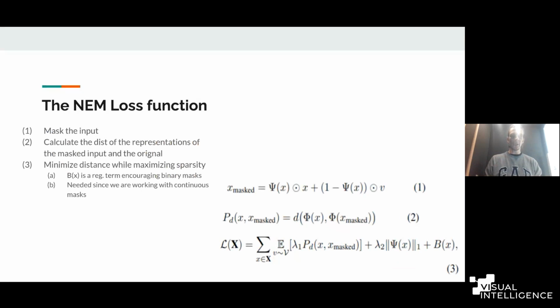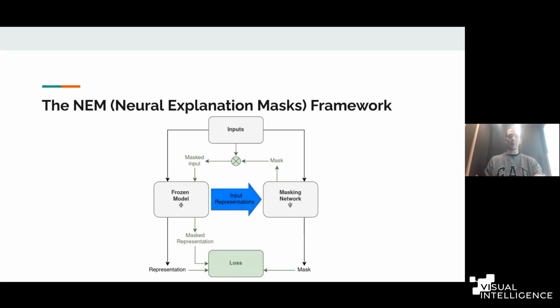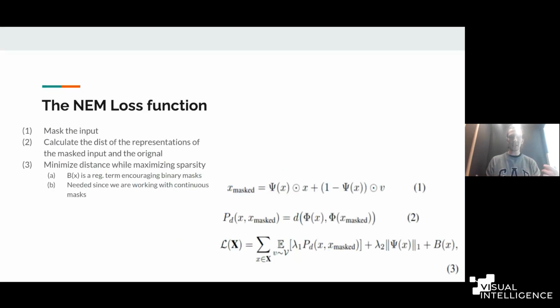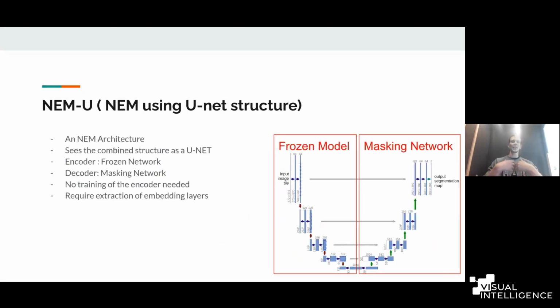So after we, as I talked about here, had the frozen model and the masking network, we needed some way to combine them in a smart way. Since what we are actually doing is basically segmentation, we realized that taking some ideas from the segmentation literature, namely the UNet, would allow us to have a meaningful way to structure the relationship between the frozen network and the masking network. So basically we see the frozen model and the masking network as the encoder and the decoder of the UNet.